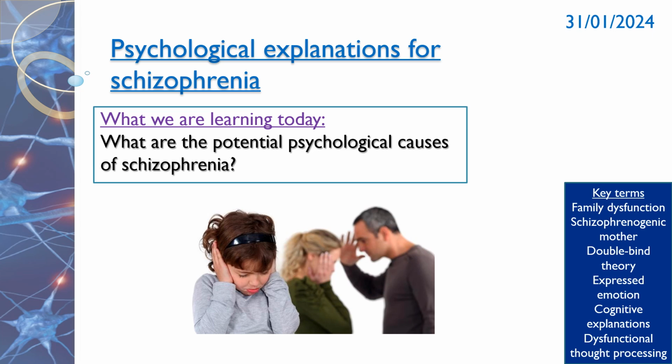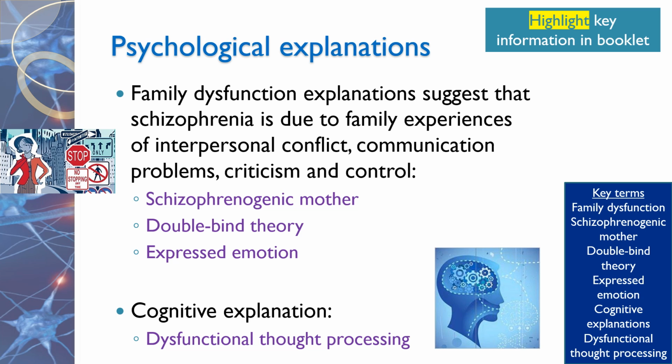Year 13, we're just going to start the first bit of psychological explanations for schizophrenia. I'd like you to highlight this information in your booklet, please. There are two psychological explanations of schizophrenia: family dysfunction and the cognitive explanation. Family dysfunction explanations suggest that schizophrenia is due to family experiences, interpersonal conflict, communication problems, criticism, and control. We're going to cover the schizophrenic mother, double-bind theory, and expressed emotion.